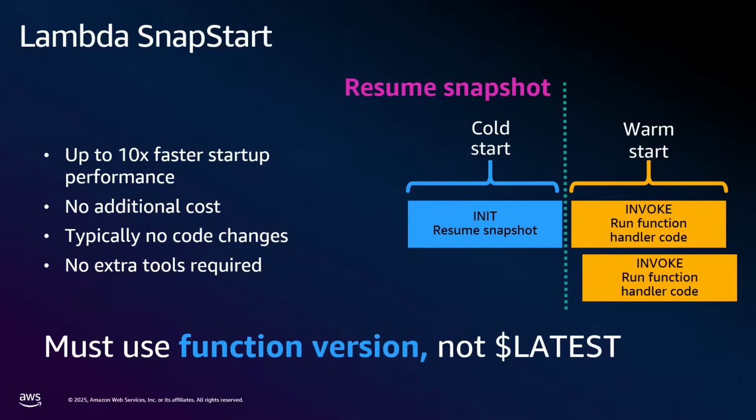So SnapStart works with no code changes for you. You just toggle a configuration setting. You'll get much faster initialization times. Remember, though, that you have to point to a specific function version. You can't use the latest for SnapStart to work.